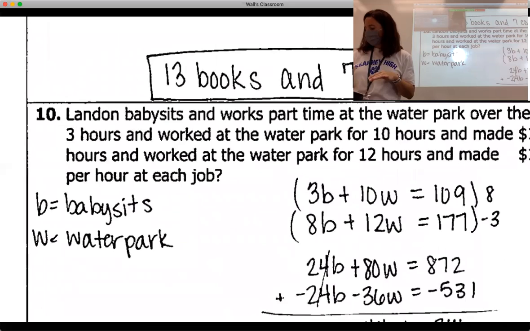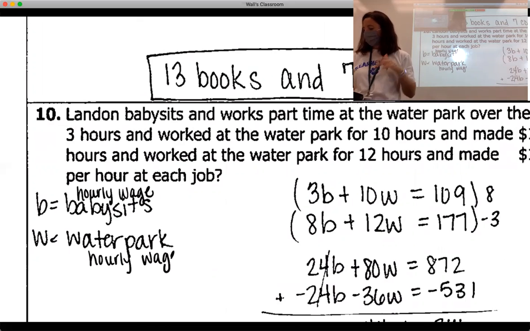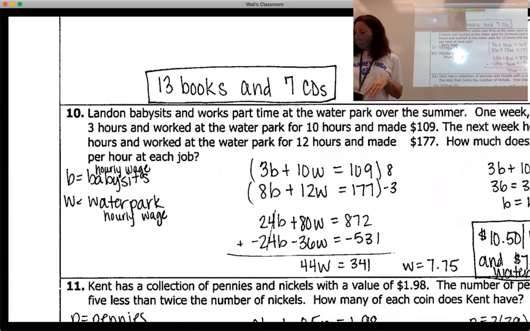So again, I'm not super fond of the way they label these all the time. B would not be just babysits. It would be the hourly wage while he's babysitting, and the water park hourly wage. Or you could say dollars per hour babysitting, dollars per hour working at the water park. Then we set up 2 equations. So this one right here is our equation for week 1, and this one right here is our equation for week 2.